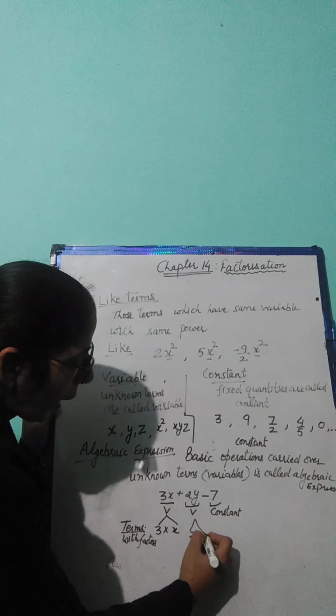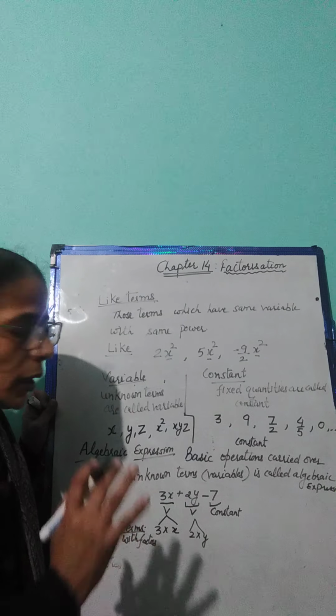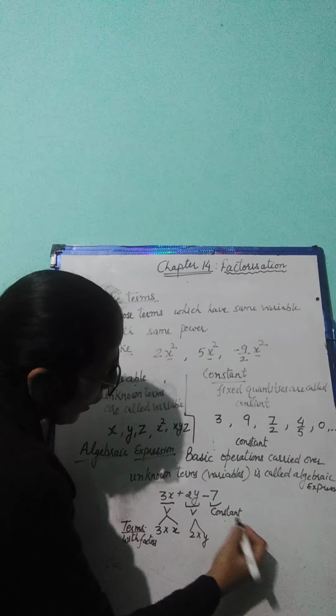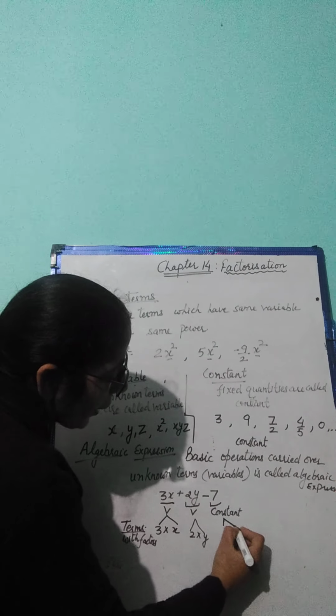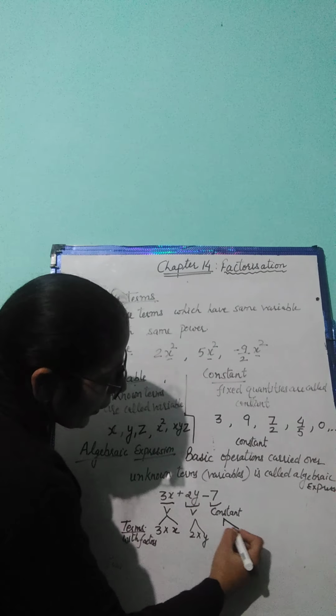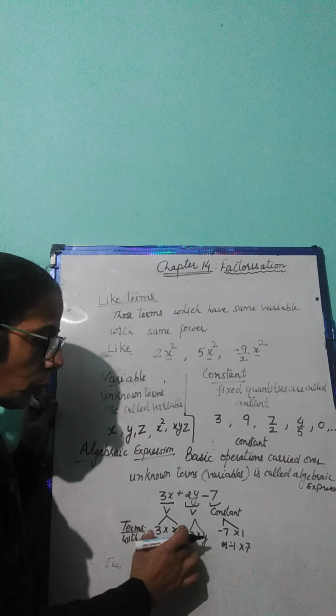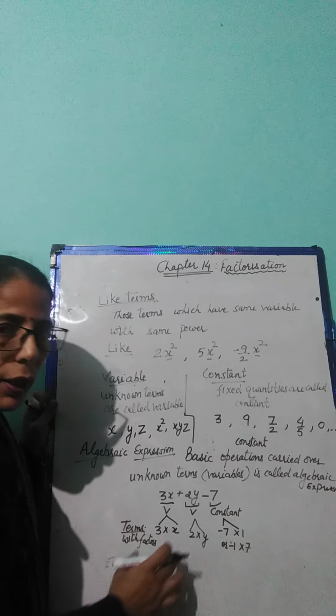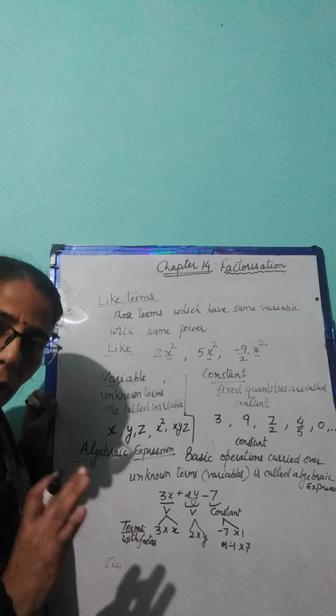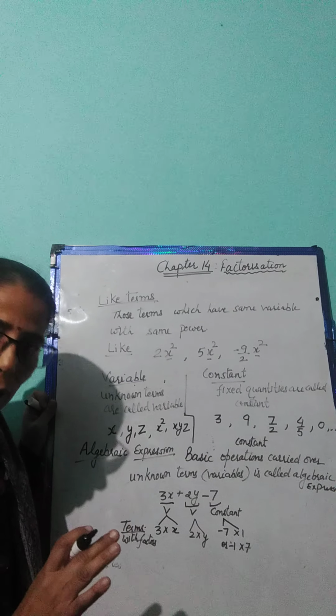What are the factors? Factors are the parts of various terms. So 7 is having only one thing, but I can write it as minus 7 into 1 or minus 1 into 7. So 1 is the factor of every number. This can also be written as 1 into 3 into x, 1 into 2 into y. 1 is the factor of every number. You know this thing now.